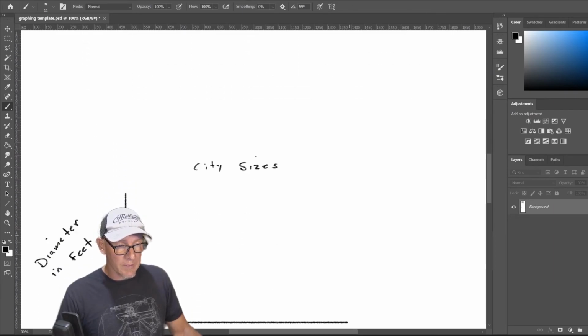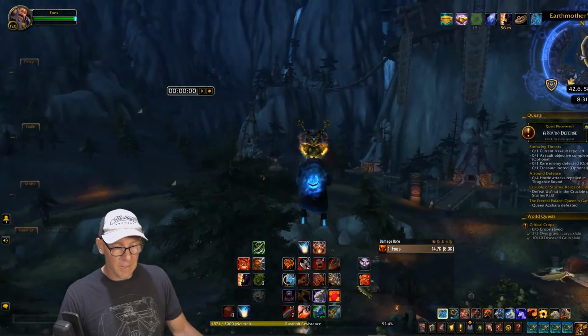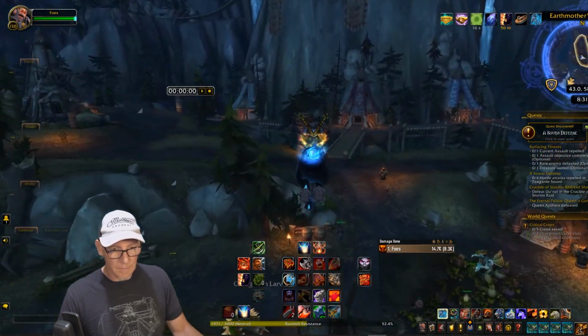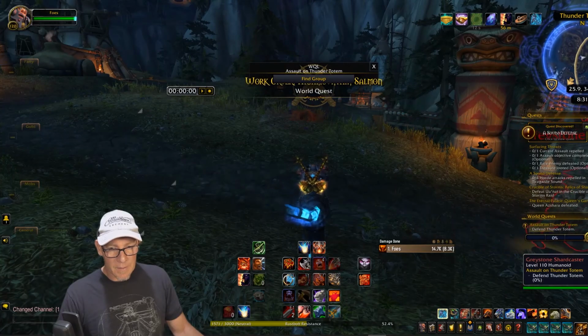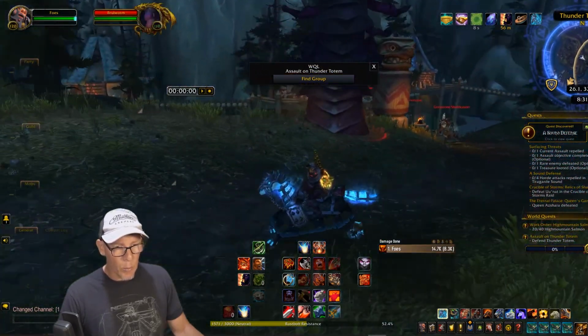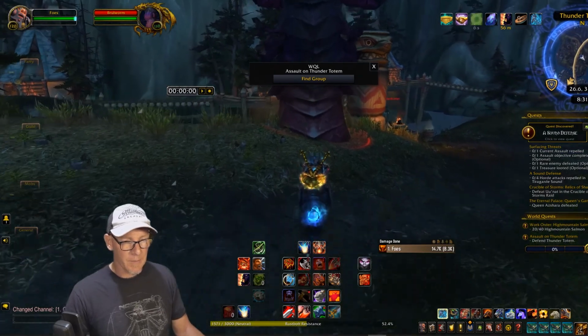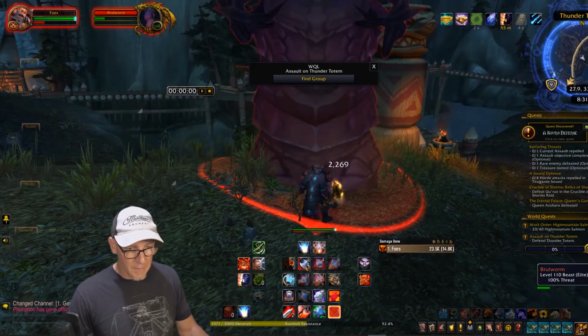Okay, last one. City sizes. Now I got to figure out where to go. Let's go. Oh. What do we got going here? Brule Worm? No, let's kill him. Maybe I'll get something.